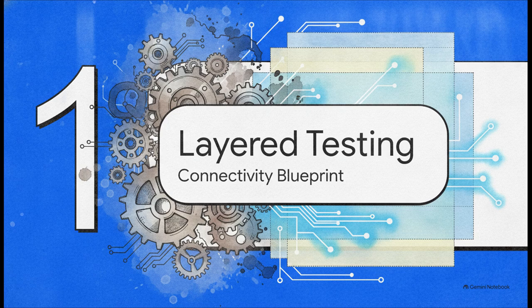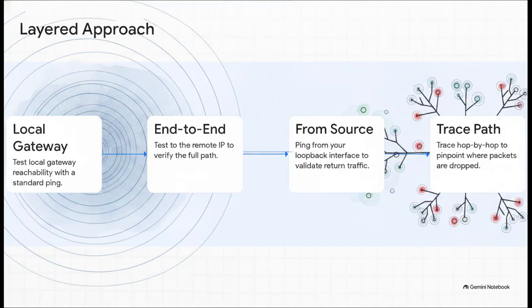Okay, Section 1, Layered Testing, the Connectivity Blueprint. When an outage strikes, chaos is the absolute enemy. What you need is a highly logical, layered strategy. Think of this layered approach like using sonar pings to narrow down a target. Step 1, test the local gateway. Ping it. Why? Well, because if you can't reach your default gateway, the issue is highly local. An interface might be down, ARP could be failing, or maybe the IP config on the end host is just completely wrong. There is literally no point checking the wide area network if you can't even get off the local switch.